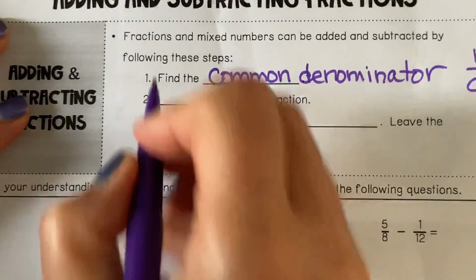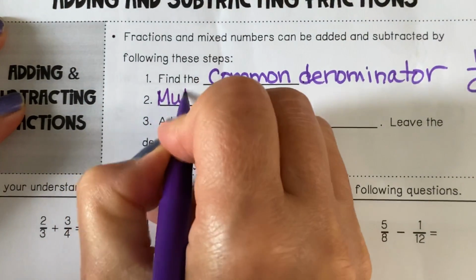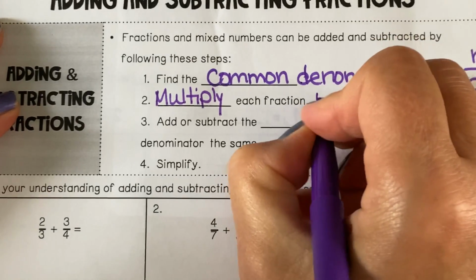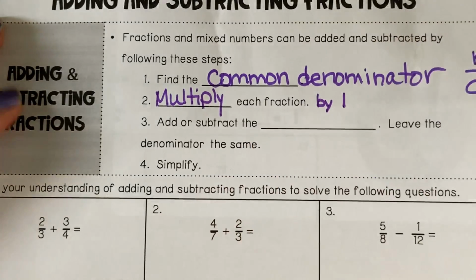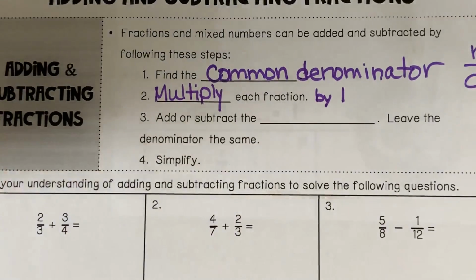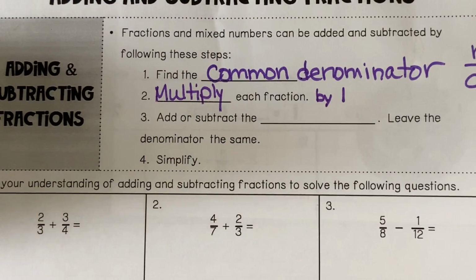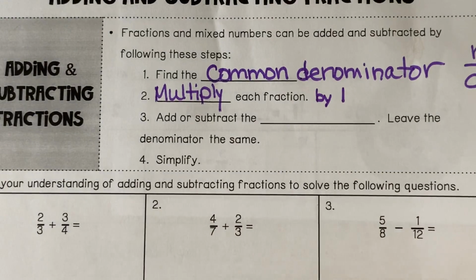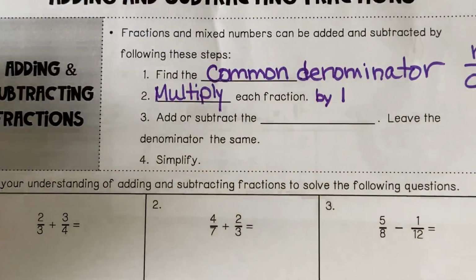So I'm gonna say multiply each fraction by 1. Now my 1 might be different, okay? I might do one number as 3 over 3 equals 1. I might do a different number as 4 over 4 equals 1. But literally what I'm doing is I'm multiplying them by 1, okay?